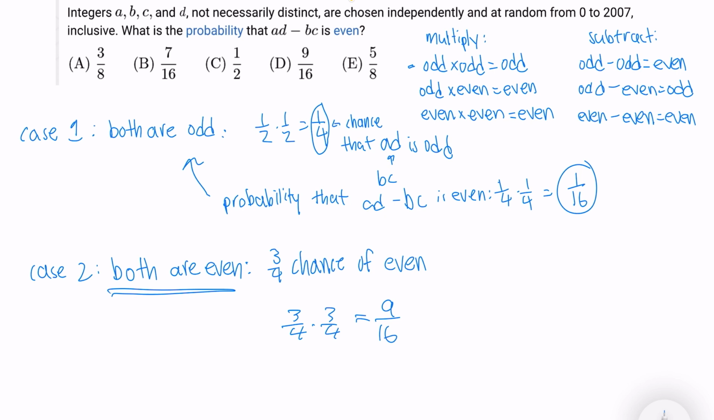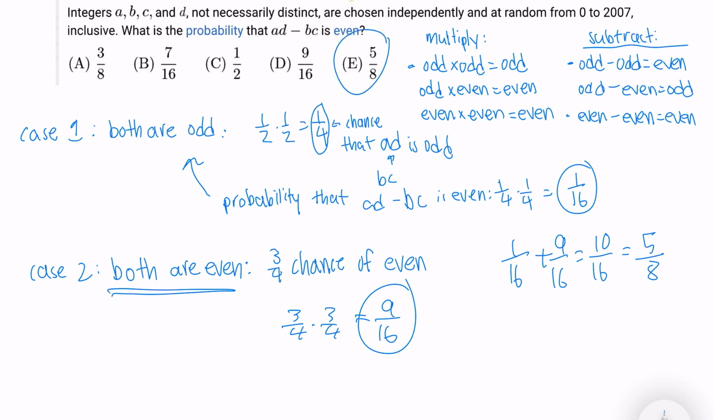9/16. So we have both of the scenarios down, because there's only two cases: odd minus odd gives us even, and even minus even gives us even. We have both of the cases, and we have both of the probabilities. Now all we have to do is add them up. 1/16 plus 9/16 gives us 10/16. Simplifying that, we get 5/8. And so the answer would be E, 5/8.